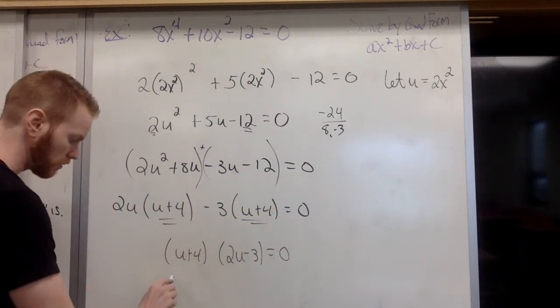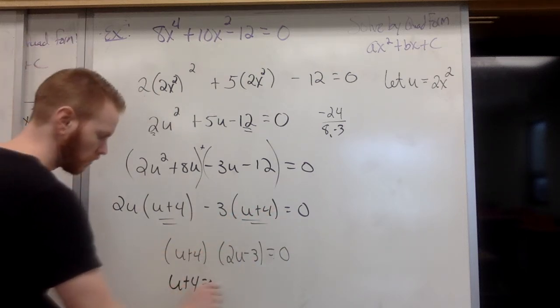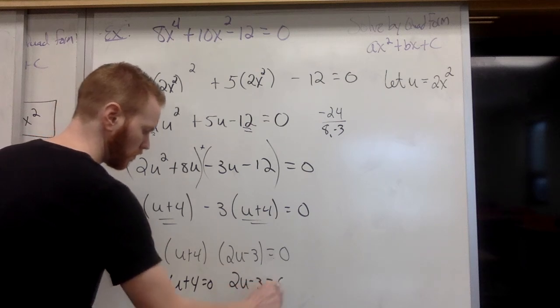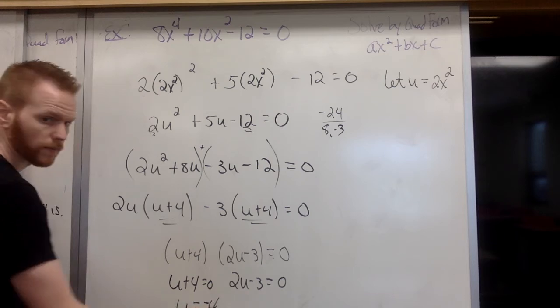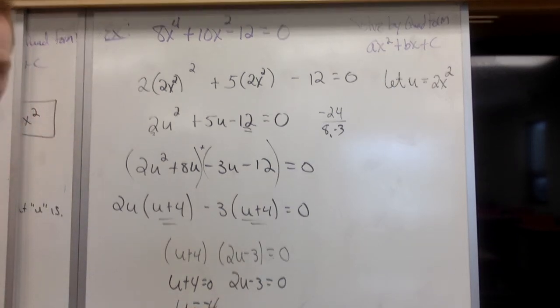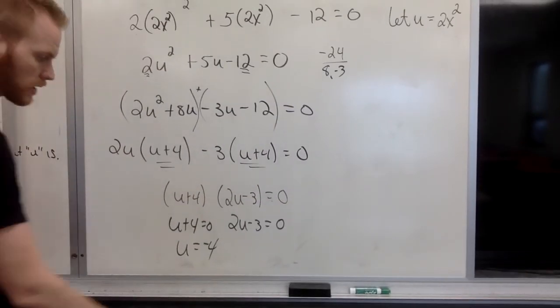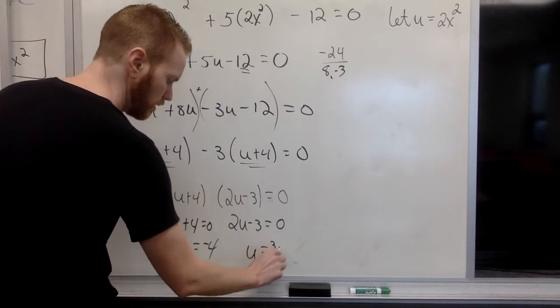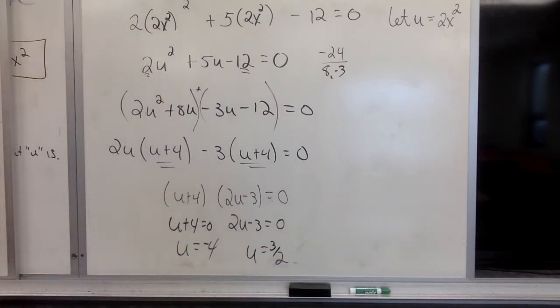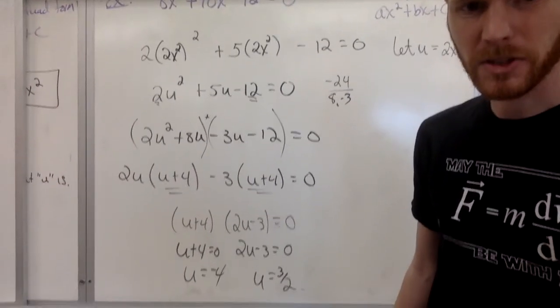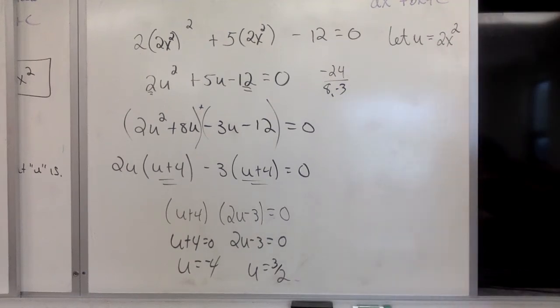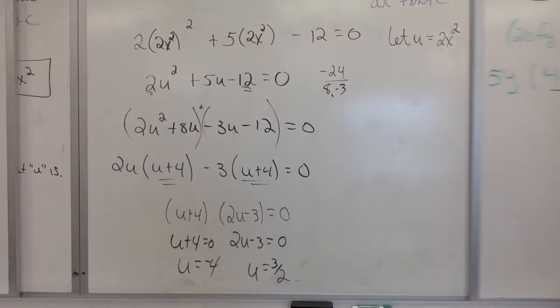Set each one equal to 0. Okay. And for the first one, we get u to be -4. Let me just adjust the camera. And for the last one, if I solve it, we get u to be 3/2. Okay, you ready for the second part then? Let me just move this up a little bit. Okay, let me bring in the other whiteboard.